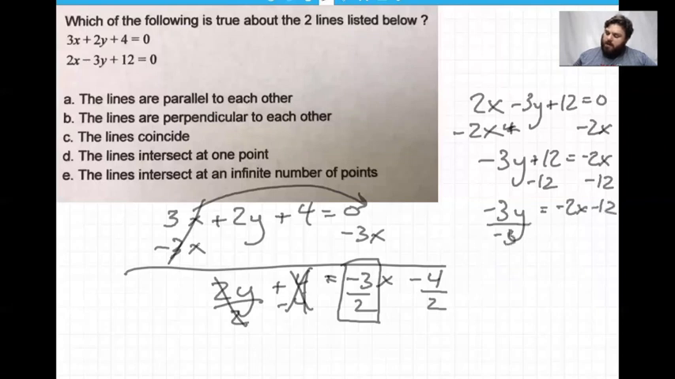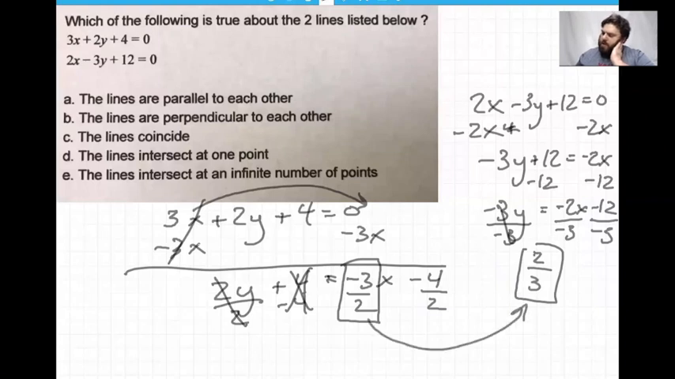Then I divide by negative 3. These are both negatives, so they turn into a positive 2/3 is the slope, and my y-intercept is that 4. Okay, so looking at the two slopes, are they equal to each other? No. Are they negative reciprocals or negative flips? Yes. That means they are perpendicular to each other.